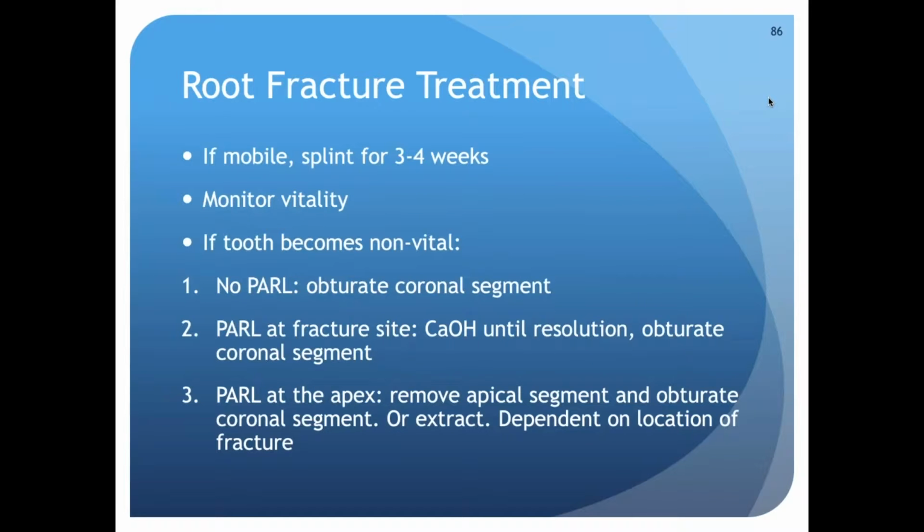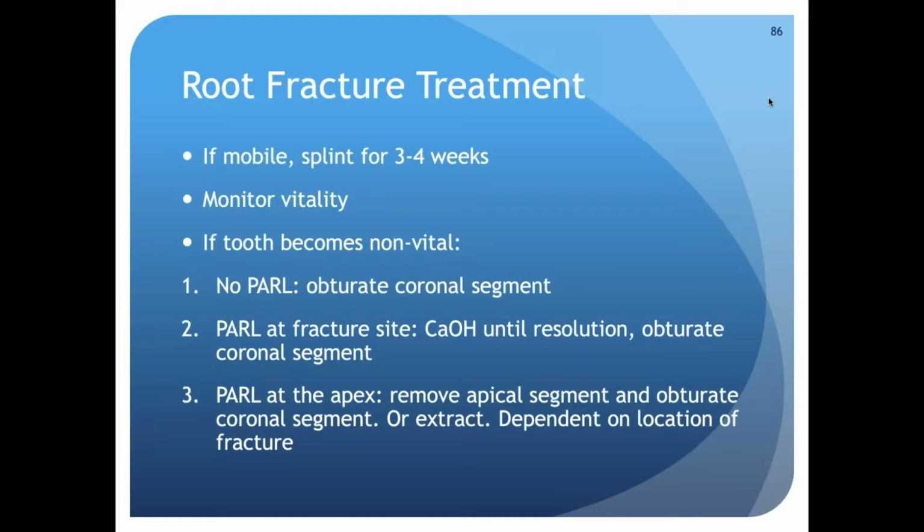So for root fracture, the treatment, if it's mobile, we're going to splint for 3 to 4 weeks, and we want to monitor vitality. And then there's a couple pathways that we're going to go down. So if we're monitoring it, no periapical radiolucency occurs, then we'll just obturate the coronal segment. That apical segment can remain viable.